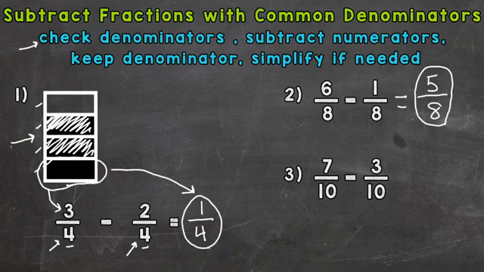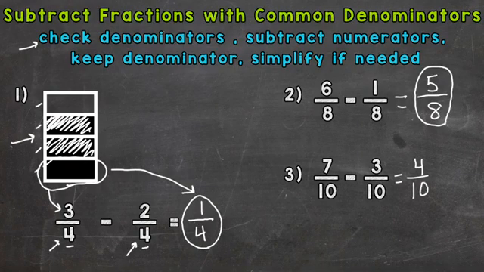Now, number 3, we have 7/10 minus 3/10, so check our denominators. We have 2 10s there, so we're good to go. Subtract our numerators. 7 minus 3 is 4. Keep our denominator of 10 the same, and simplify if needed.